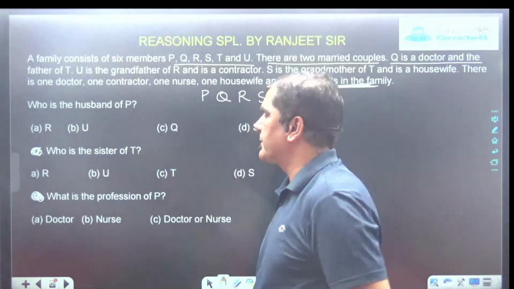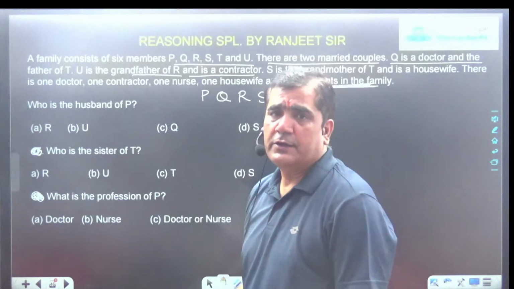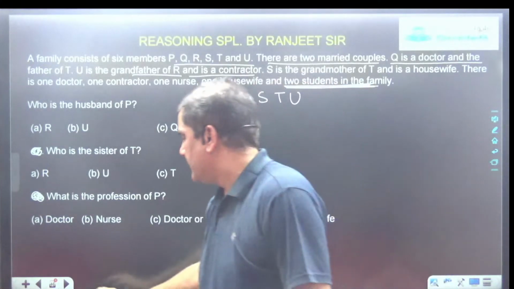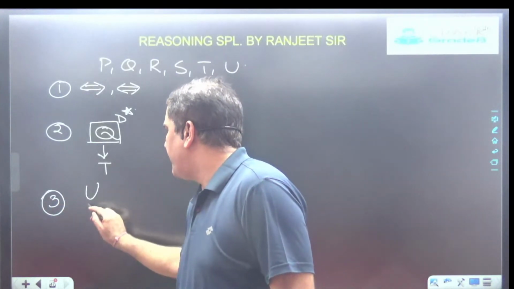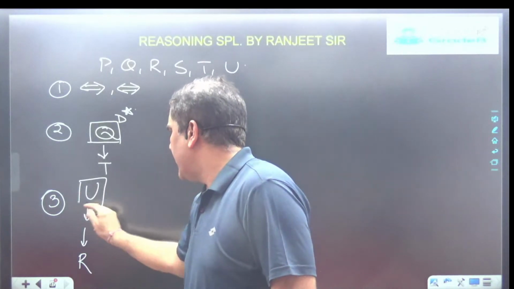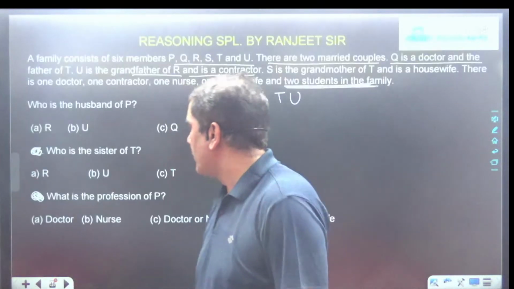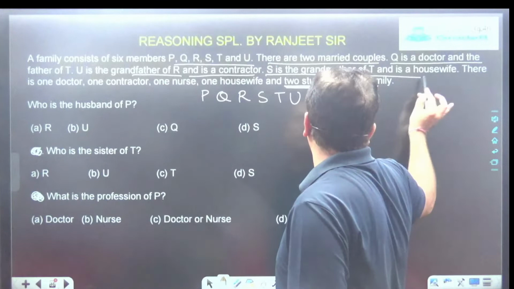Okay. Next one. U is the grandfather of R and is a contractor. So now U is given to be what? Grandfather means 2 generations up. So the third one: U is the grandfather of R, and is a contractor. Okay. Fourth one. S is the grandmother of T and is a housewife.